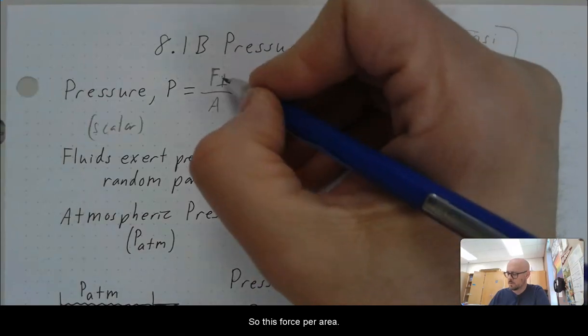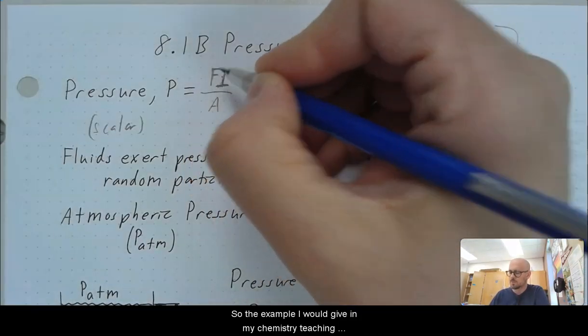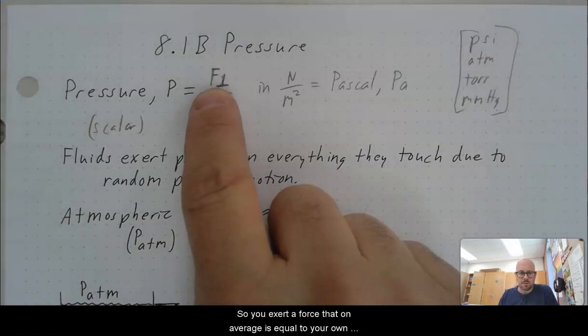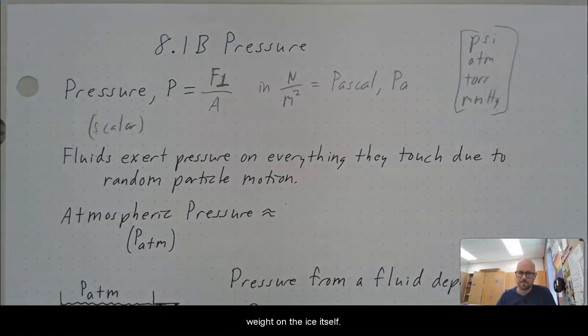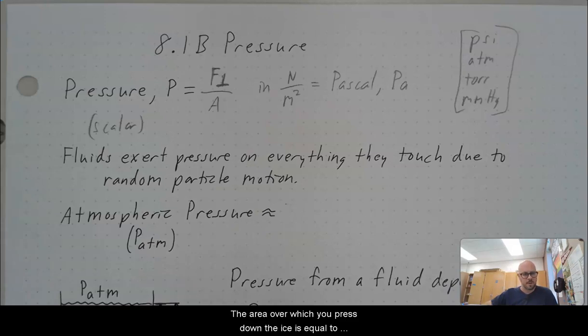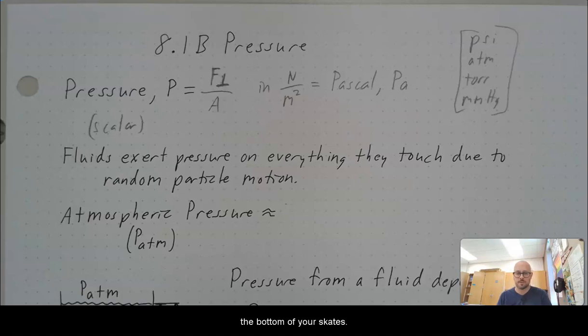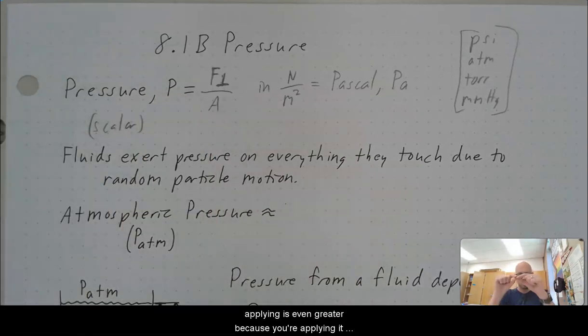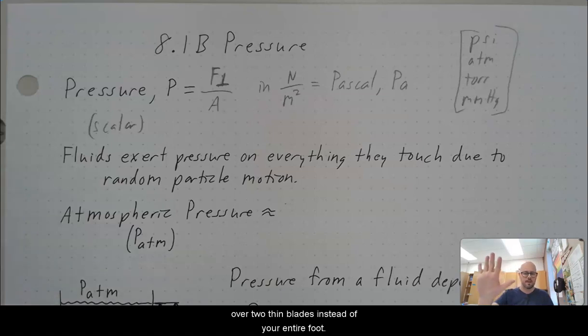So this force per area. The example I would give in my chemistry teaching days would be like you are walking along a frozen pond when the ice starts to crack, and how should you respond to not fall through the ice? So you exert a force that on average is equal to your own weight on the ice itself. The area over which you press down on the ice is equal to the area of the bottom of your shoes, or if you're ice skating, the bottom of your skates. So if you're skating across the pond, the pressure that you're applying is even greater because you're applying it over two thin blades instead of your entire foot.